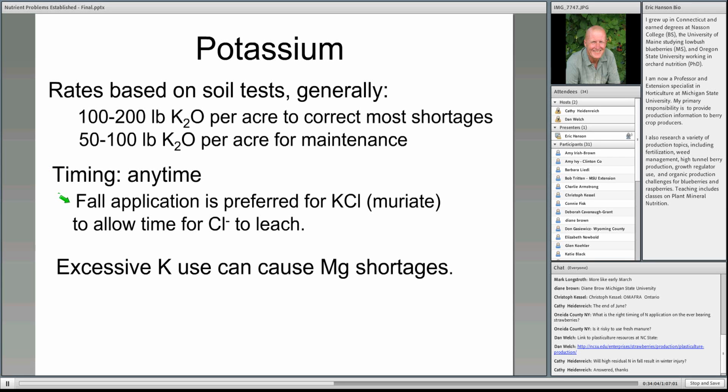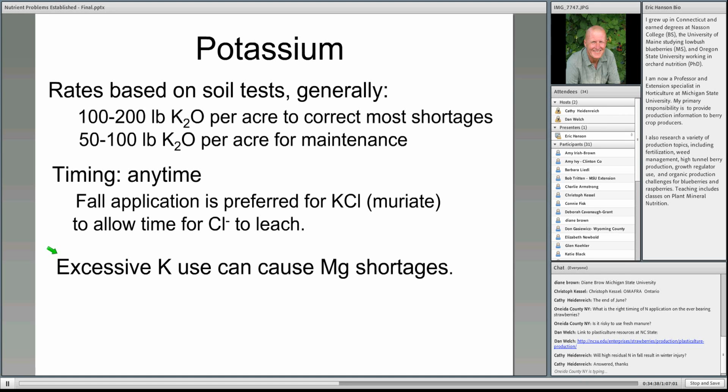One point I'd make is that fall applications would be preferred if you're using the cheaper muriate of potash, so that would allow more time for chloride to leach out of the root zone before plants begin growing the following spring. And it certainly would be the case if you were applying a relatively high rate of potassium, say 100 pounds of K2O or higher, and you wanted to use muriate, that would certainly be best applied in the fall.